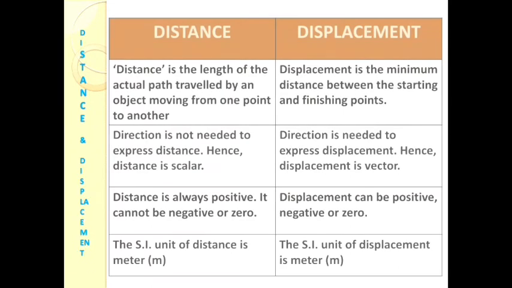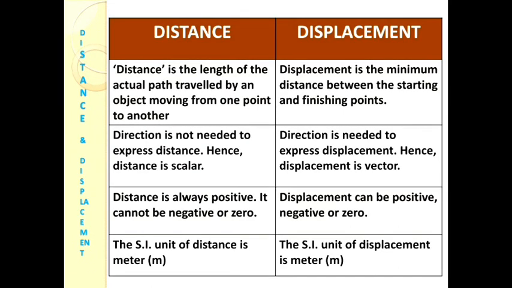Let's resume our difference. Distance is a scalar quantity. Why? Because direction is not needed to express the distance. Hence, distance is a scalar one. But displacement requires direction to express. Hence, displacement is called a vector quantity.